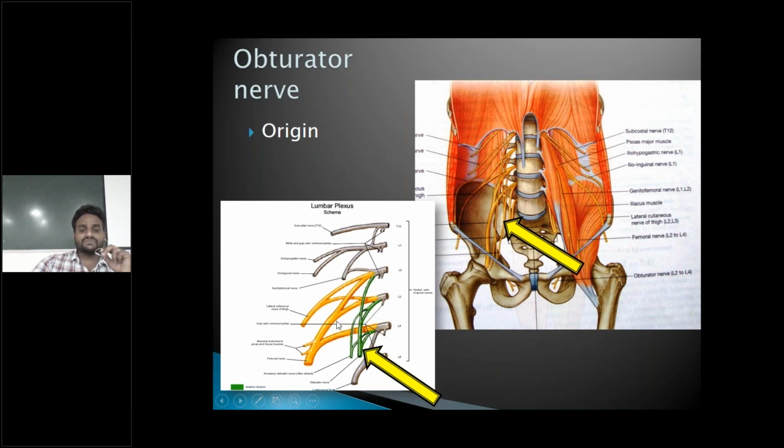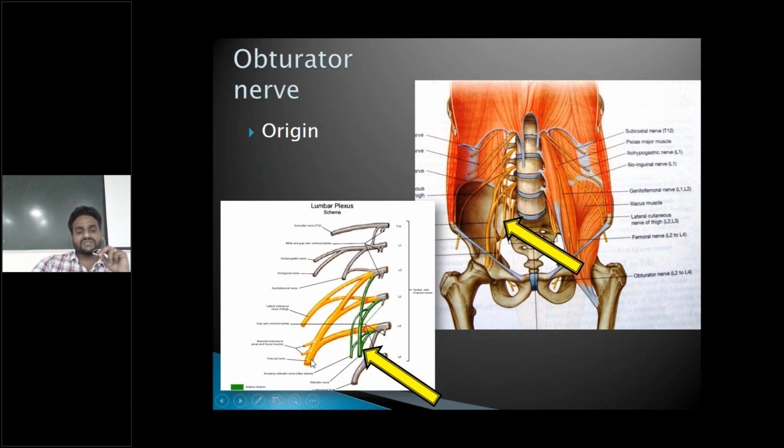What is the common point we can observe here, in the obturator and femoral nerve origins? They both are from L2, L3, L4. Very good. Both have a common origin, L2, L3, L4 from the lumbar plexus. I'm talking about the yellow color femoral nerve and this green color obturator nerve.